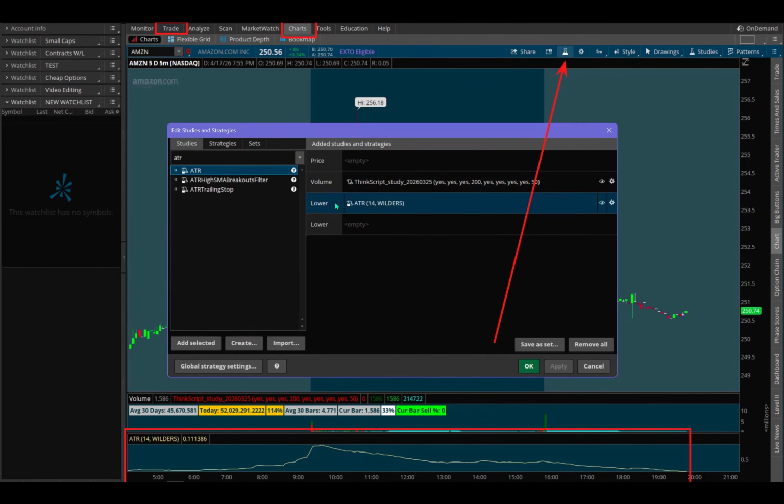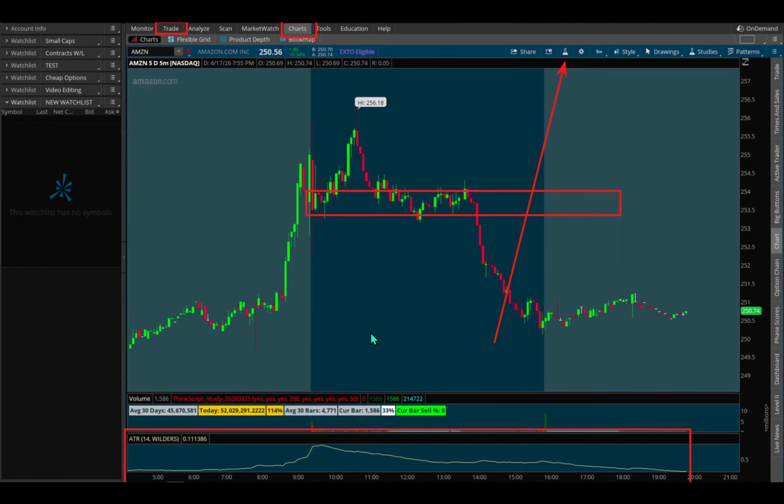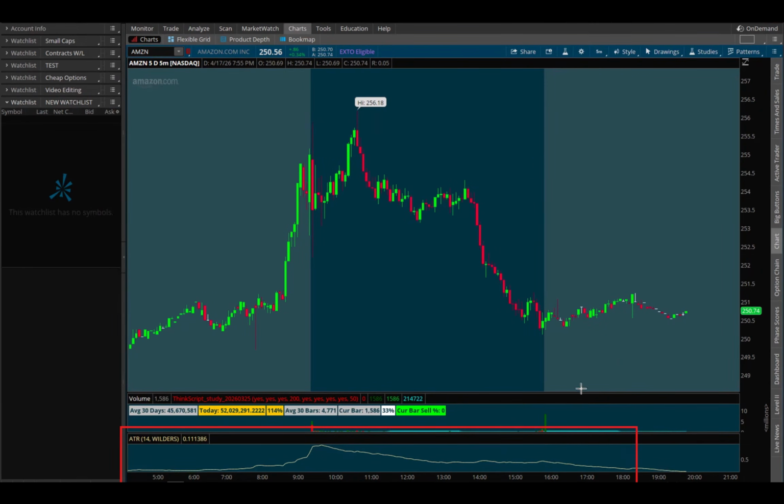Make sure that it is on the lower part of the screen. That's important here. If it's on the volume, if it's on the price, all you do is take the arrow and push it down, right? If it's up here in the volume, just click the arrow down. Now it'll pop up in the lower. Hit apply, hit OK, and then you will see your chart will look something like this here with the ATR on the bottom.